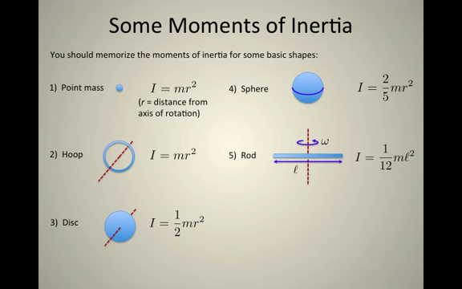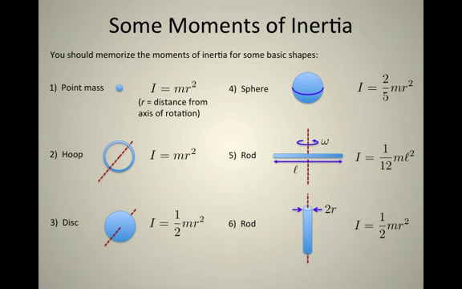The next is a rod. If we imagine spinning it like a baton around its center, so it makes like a propeller shape, the moment of inertia of this is 1/12 ml squared, where L is the overall length of the rod and m is its overall mass. And the last is a rod that's being spun around along its long axis, so it's like a drill. If this thing has a radius r, then its moment of inertia is going to be 1/2 mr squared.